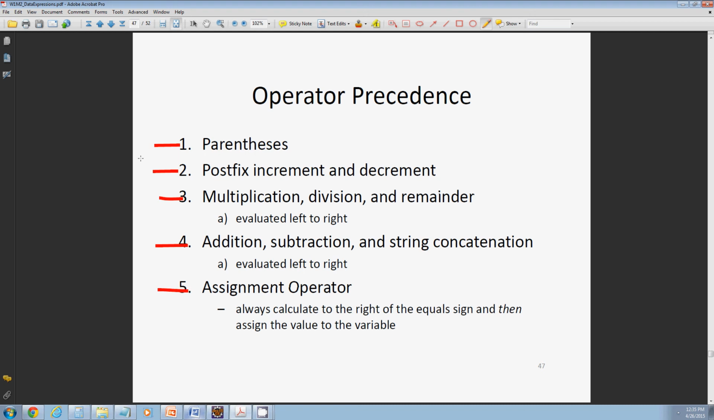This list of precedence is not something you really have to memorize. You can always look this up in a textbook or online. You should have a general idea of what comes before what, but this is a common one that you might not remember exactly where it comes in the order, but you can always look it up.